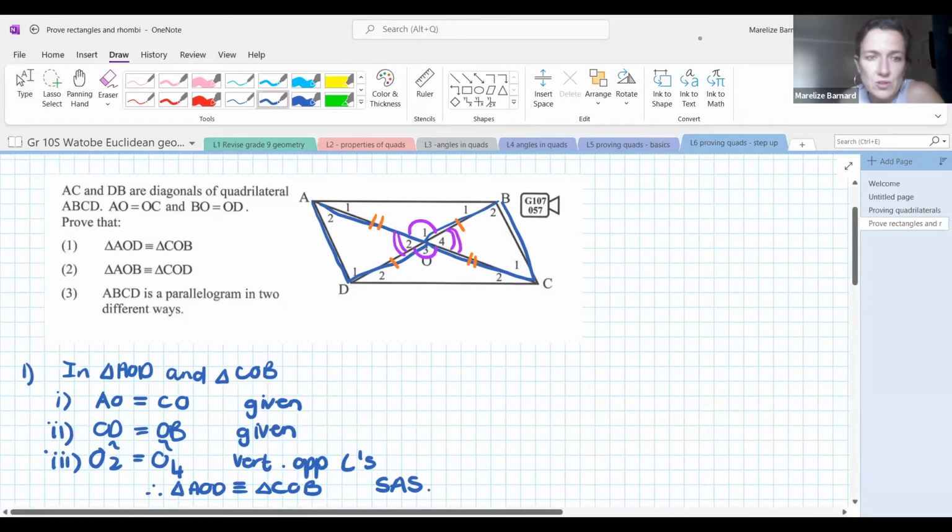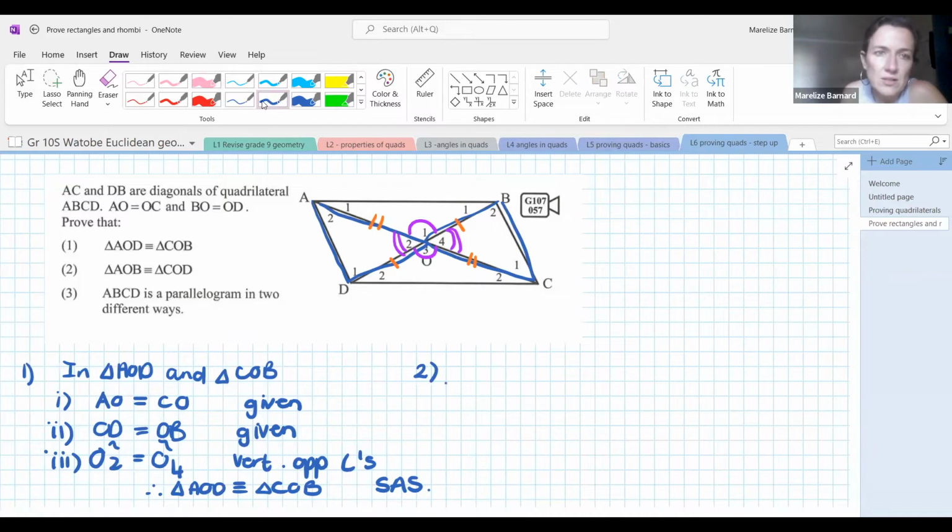Okay, so if we do the second question now, let's do it in a different color. We've got, let's do this light blue. Now we have to do these two triangles. It's basically going to end up being the same thing, just the other way around.